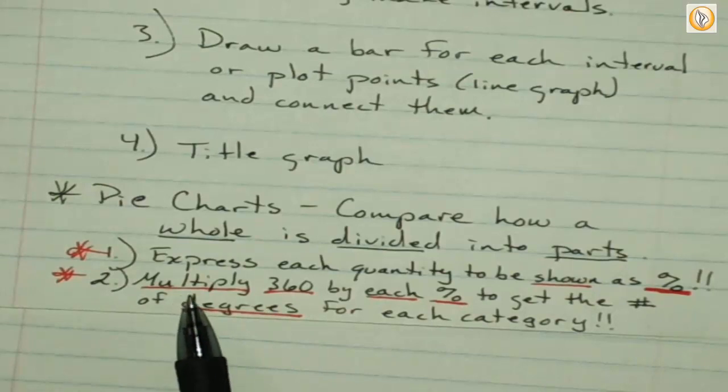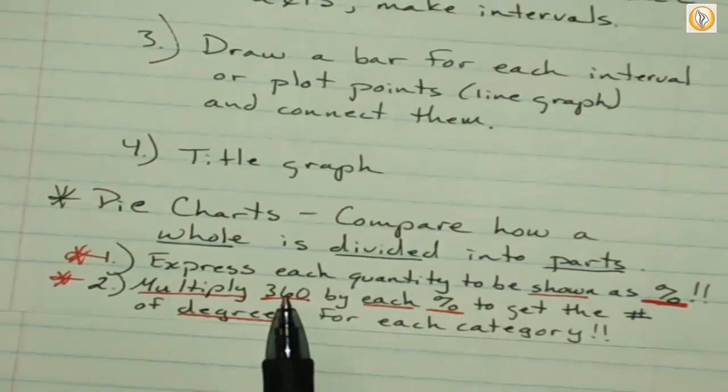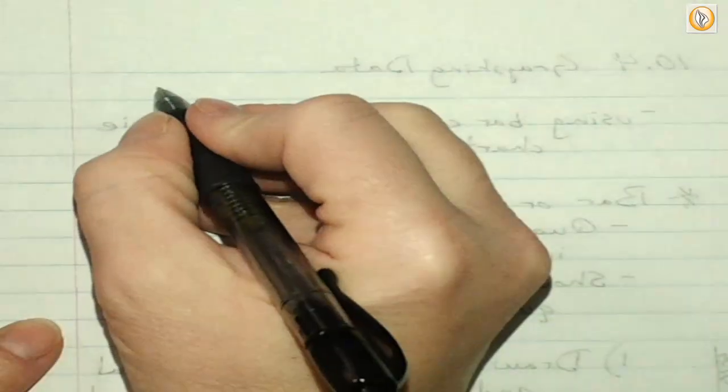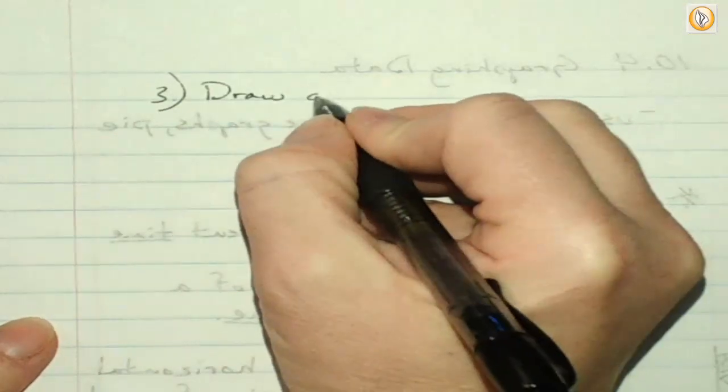To be able to find out how big the pieces are, you're going to multiply each percent by 360 because a circle is in fact 360 degrees. And that gives you the degrees of each category. Okay, moving right along. Here we go. So we did 1 and 2. Step 3, you're going to draw a circle.